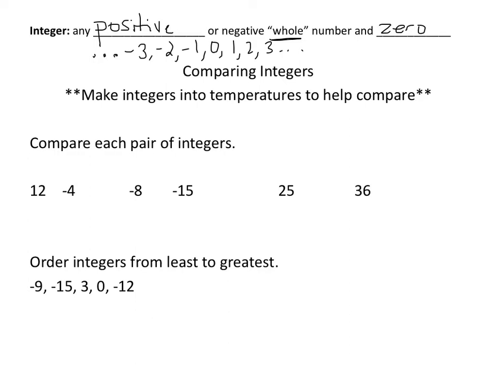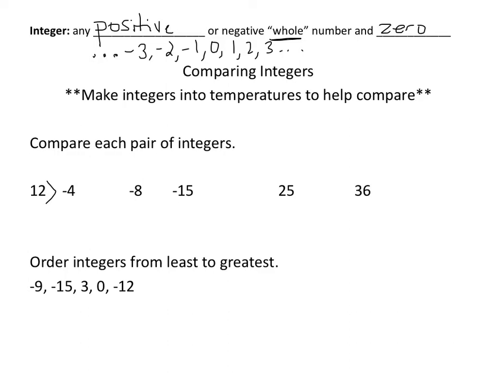So when we're comparing integers, sometimes it helps to think about them as temperatures to help compare. So we want to compare each pair of integers. If we're comparing 12 and -4, which is warmer, 12 degrees or 4 below 0? 12 would be warmer, so 12 is greater than -4. Why don't you go ahead and pause the video and try the next two on your own.